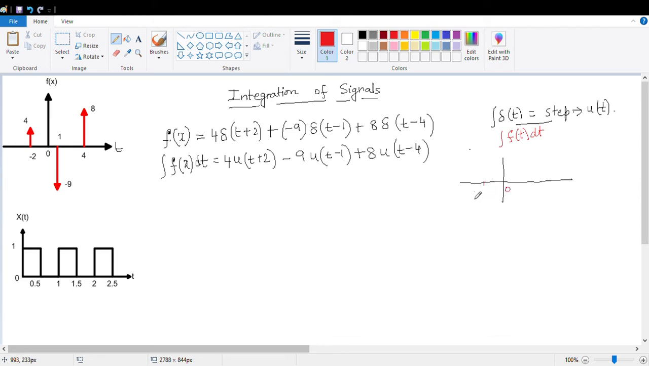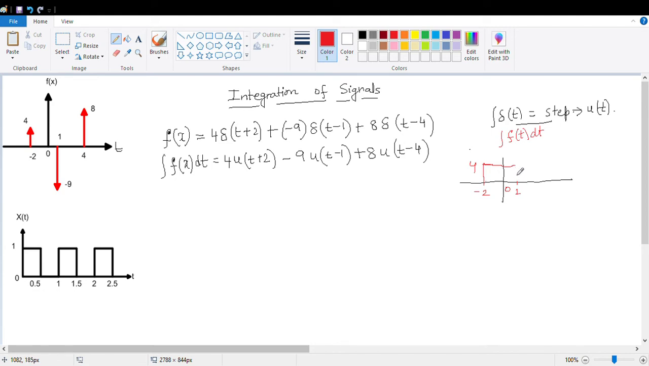Suppose this is my minus 2. So the magnitude is 4 here. Now this will stay 4 up to t equal to plus 1. Suppose this is my t equal to plus 1, so it will be 4 up to this point. Next, what is coming here? Here I am getting the magnitude of u(t) becoming minus 9. So what will it be here? It is 4.